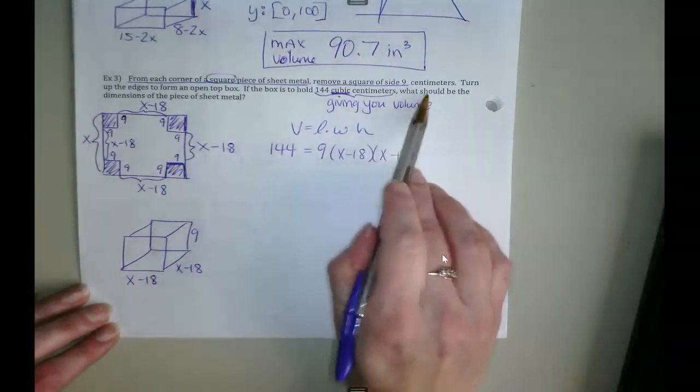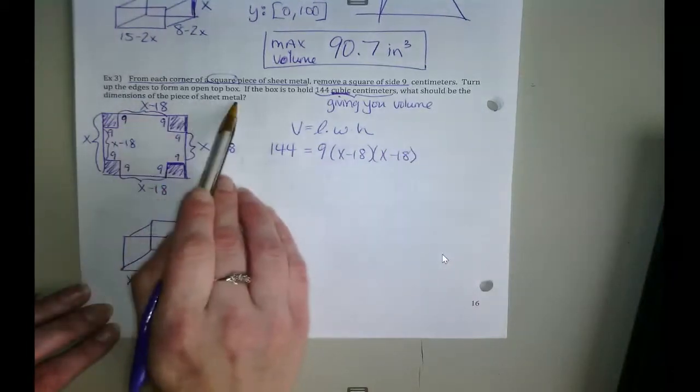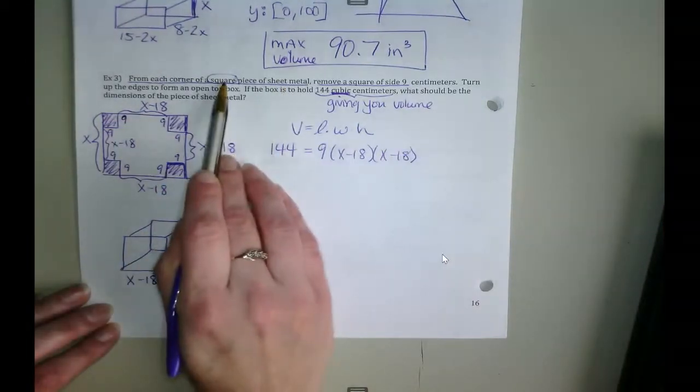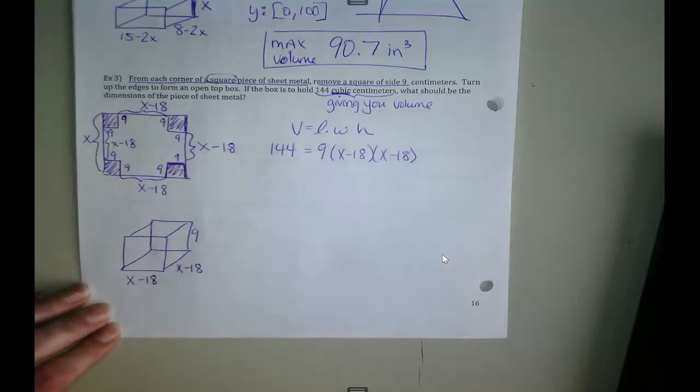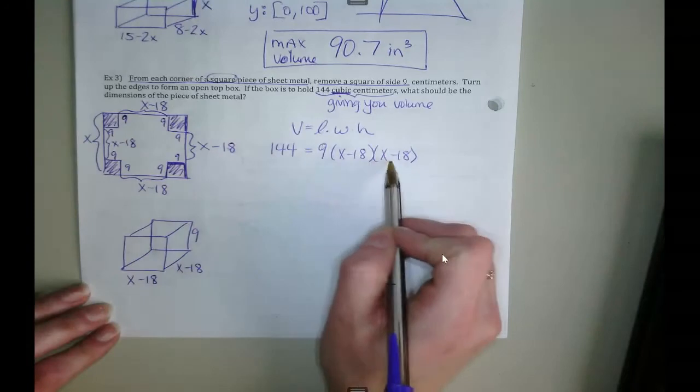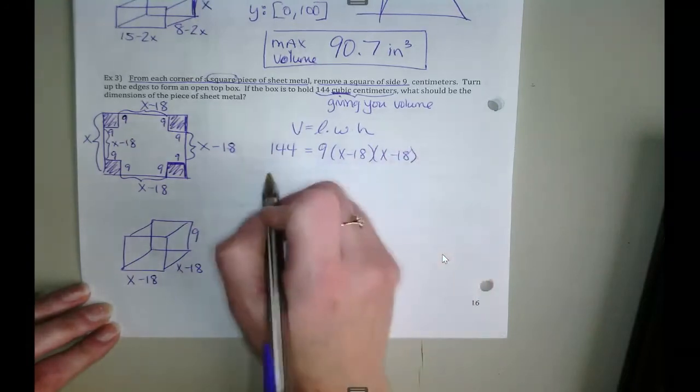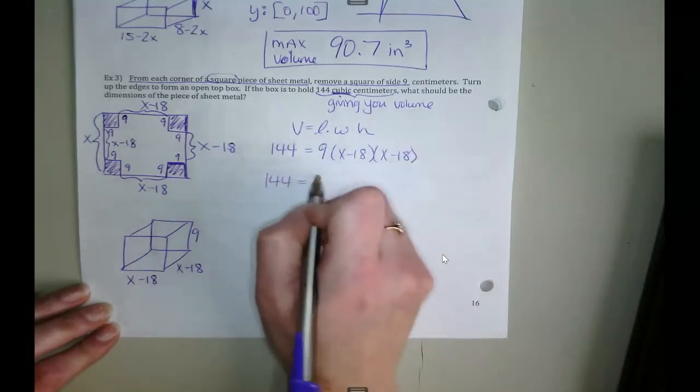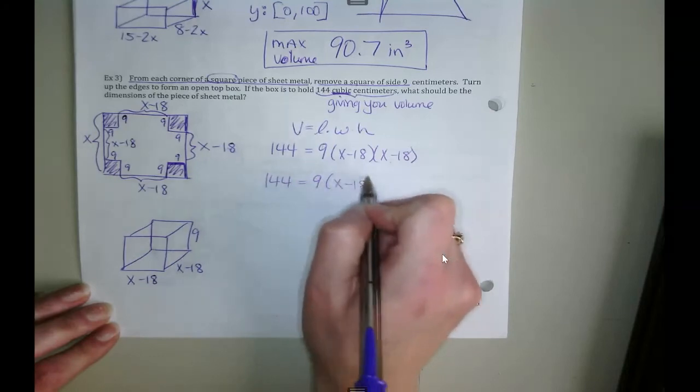It's asking what should the dimensions of the sheet metal be? Remember, the sheet metal was our original square, aka they're asking for you to solve for X. Now, I don't recommend actually using your calculator on this problem at all. I actually think we can solve this one algebraically, because if I have the same factor written 2 times, I should be able to write that as a single factor squared.